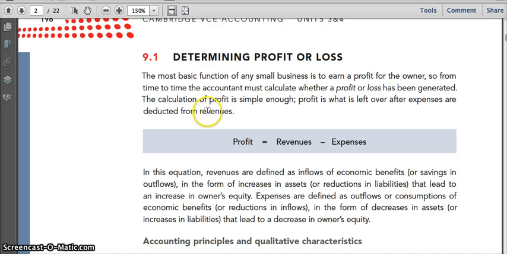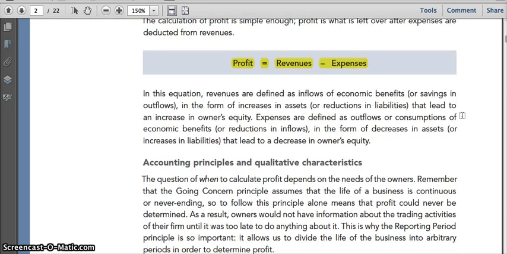So look, determining profit or loss, it is the most basic function of a small business to earn a profit for the owner. That's basically the core function of a business. Now the way we calculate profit or loss is we take all our expenses away from our revenues, and whatever's left over is the increase in the owner's equity.